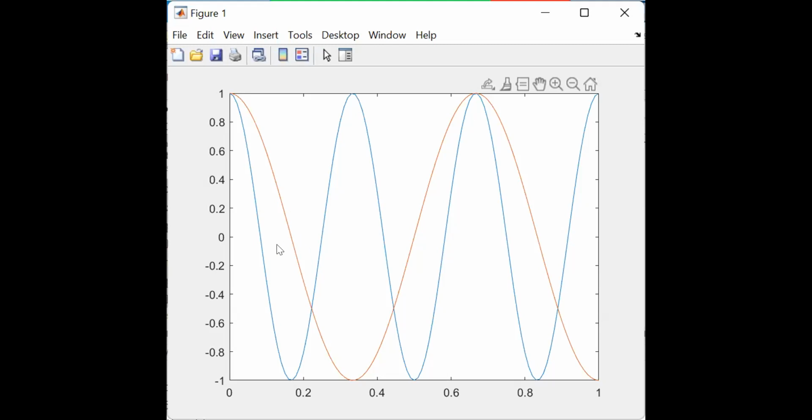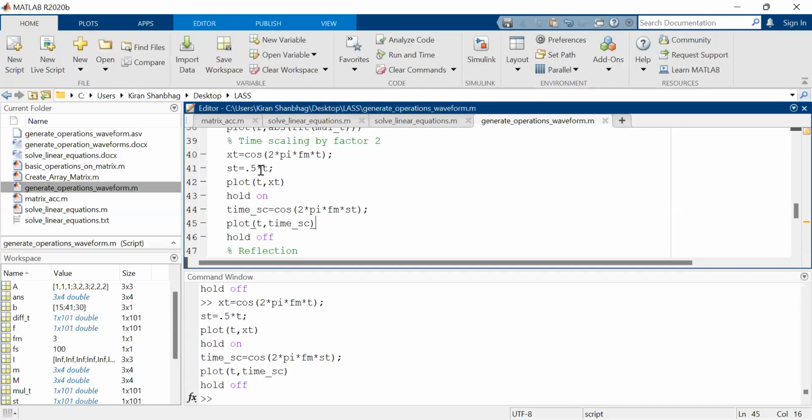So the blue one is the original signal x of t. The red one is the scaled signal by 0.5. Now let us change the scaling factor. Let us go there. Let us change the scaling factor. How much shall I make it? Shall I make it a 2? I'll make this a 2.